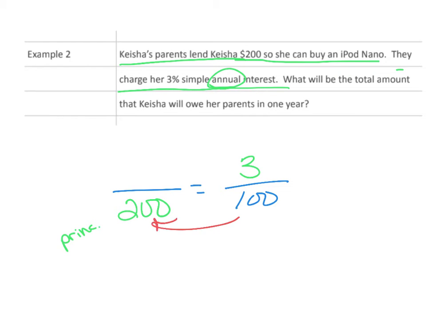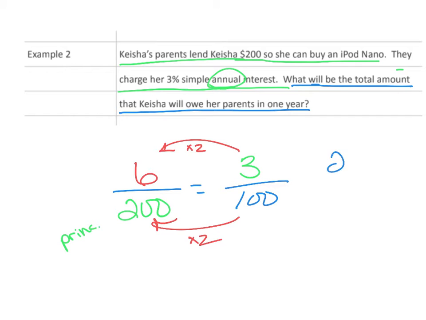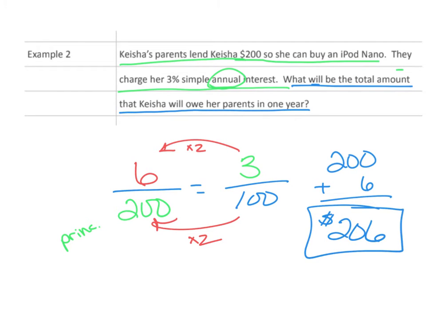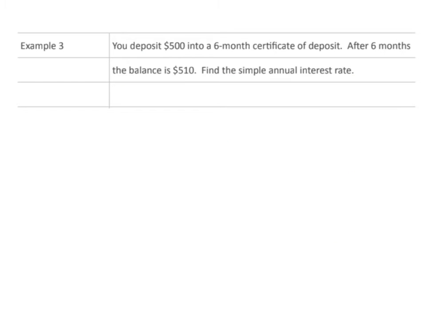And again, I'm going to go easy. 100 times 2 gives me 200. So 3 times 2 gives me 6. So then the question is, what will be the total amount that Keisha will owe her parents in 1 year? Well, she still owes them the $200 plus the $6 in interest. So she's going to owe them $206. So this problem is where the 1 year comes into play, so we have to be careful.